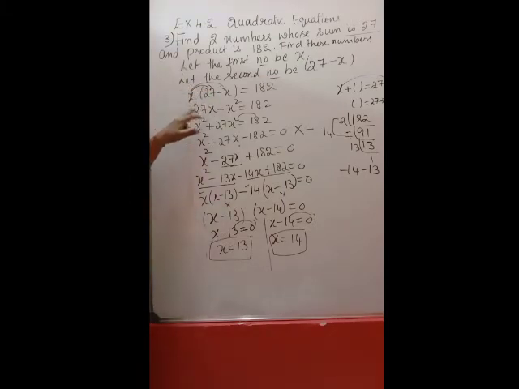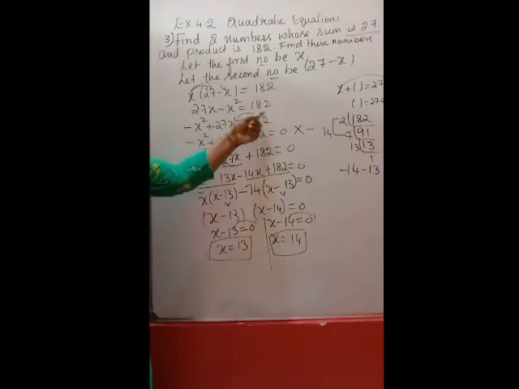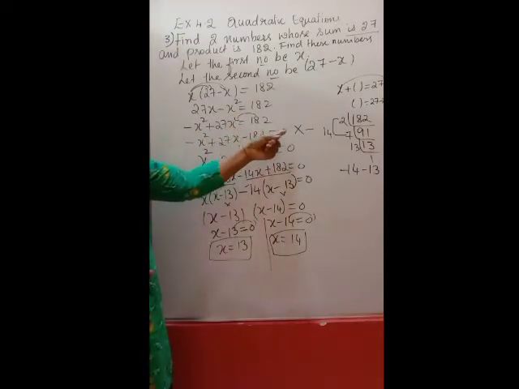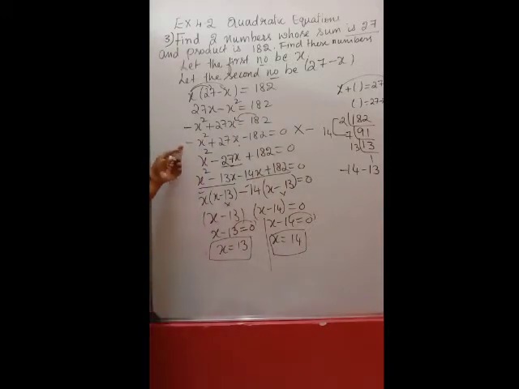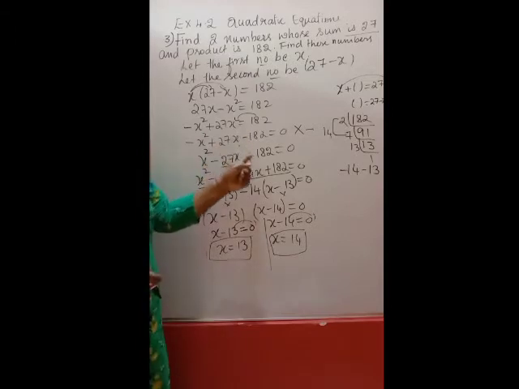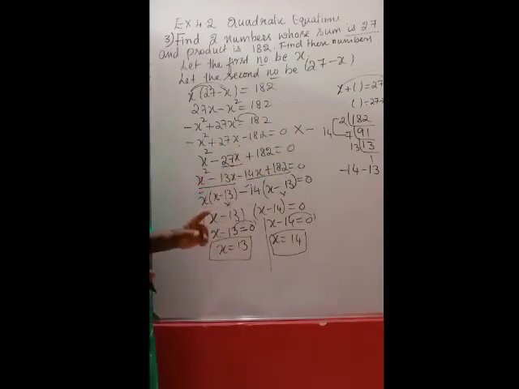Multiply with x: 27x minus x into x, x square equals 182. Minus x square term first, 27x as it is, 182 as it is. Now next term shifting. These two terms remain as it is. This will become minus 182 is equal to 0. Now change the sign of minus here. So that becomes plus, minus 27x plus 182 is equal to 0.